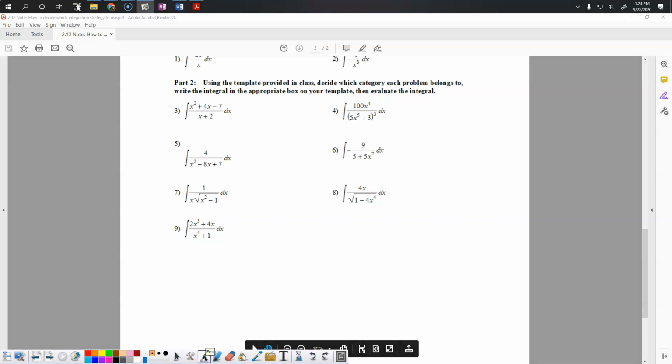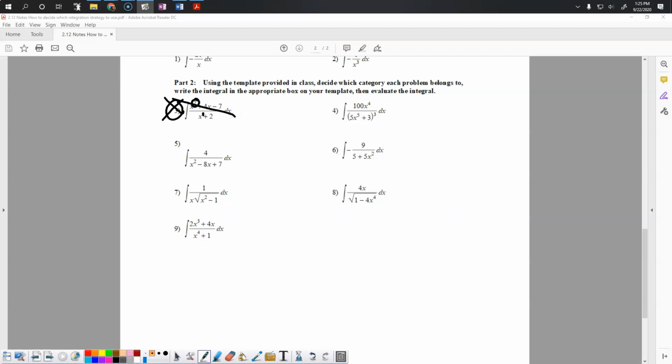All right. So is this my U-sub problem? No, it's not, because look at the power in the bottom. It's a 1, and the power in the top is a 2. The U-sub thing will only work when the power in the bottom is 1 more than the power in the top, and this one's actually 1 less. So this is not my U-sub problem.